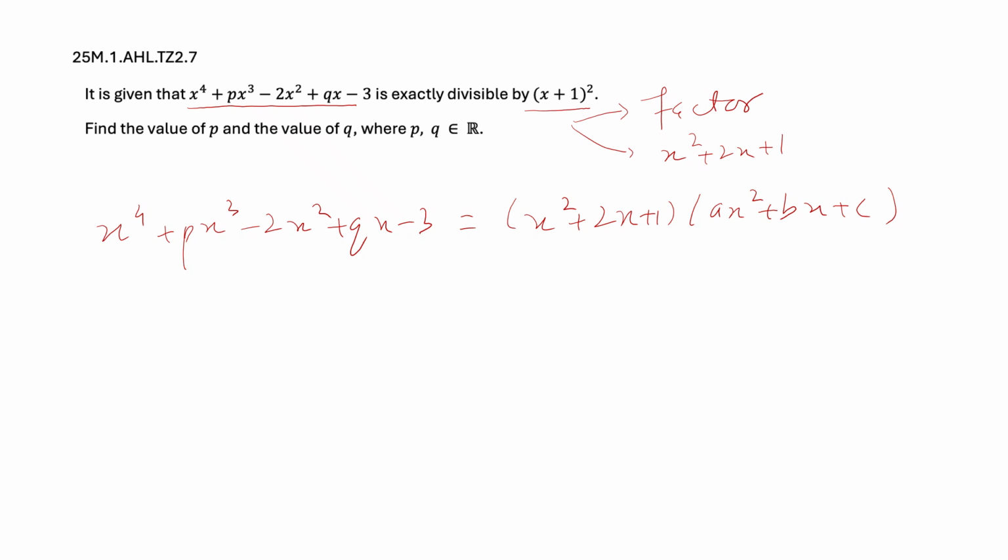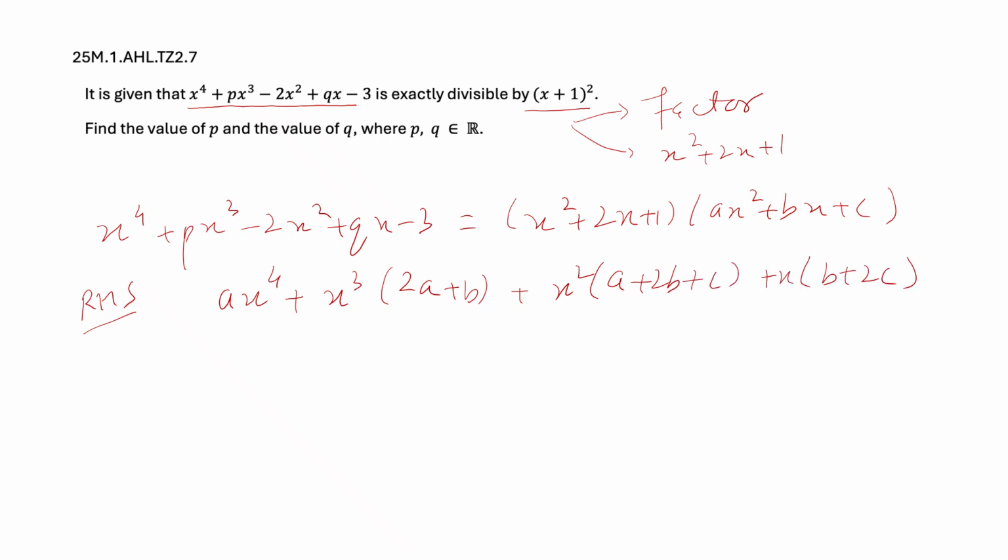Now once we open the right hand side, we will see that my equation is coming as ax to the power 4, and with x cube the coefficient is 2a plus b. With x square the coefficient is a plus 2b plus c. With x the coefficient will be b plus 2c, and we have a constant which is c.